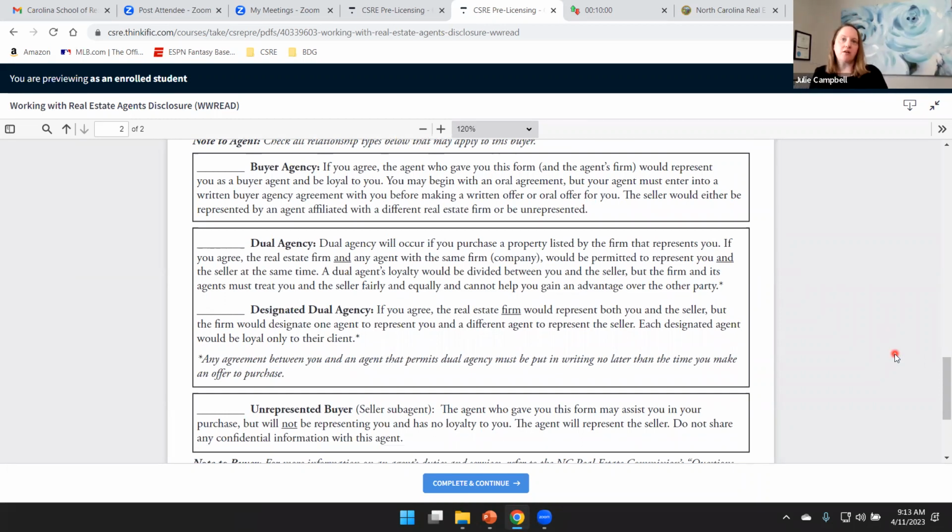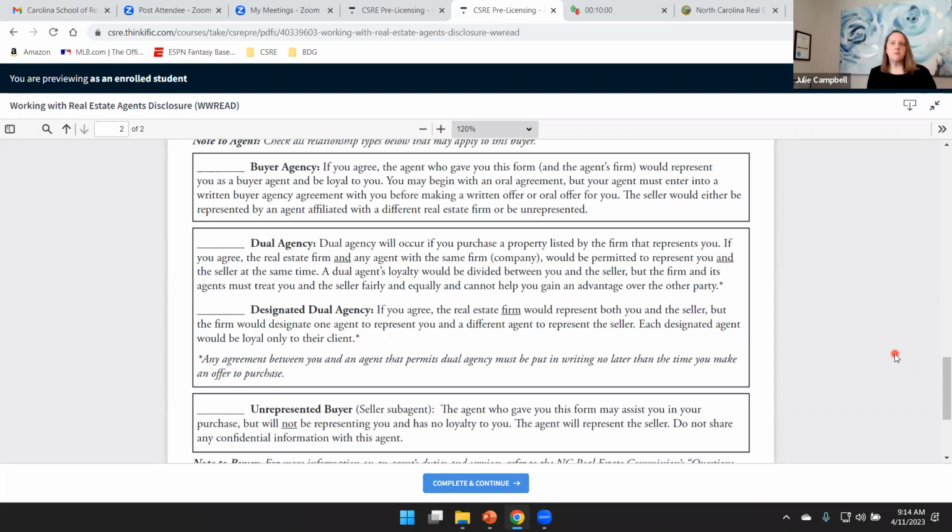Remember last week we talked about different types of agency. There's single agency, dual agency, designated dual agency, and seller sub-agency in the case of working with buyers. If your firm doesn't practice seller sub-agency, don't check that box. If your firm doesn't practice designated dual agency, don't check that box. Again, I'm not creating agency. I'm not dictating our relationship. I'm simply telling you what my firm has to offer.